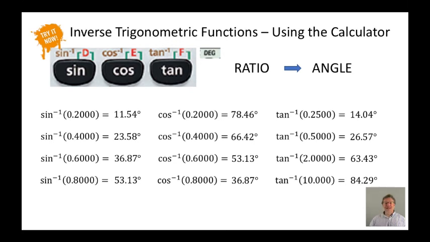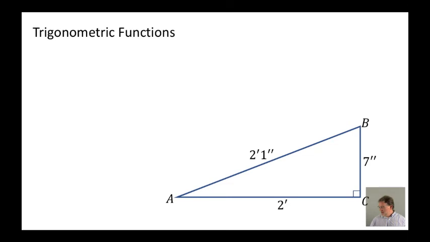So let's actually take a look at an example triangle here in which we've got measures of all three sides, and let's see if we can calculate all the trigonometric functions for A and for B. Let's just work all of these out here, and in the process find out what the angles A and B are. So the sine of A, again, that's opposite over hypotenuse, so that's 7 inches divided by 2 feet 1 inch. Yes, I'm sticking some unit conversions at you here.